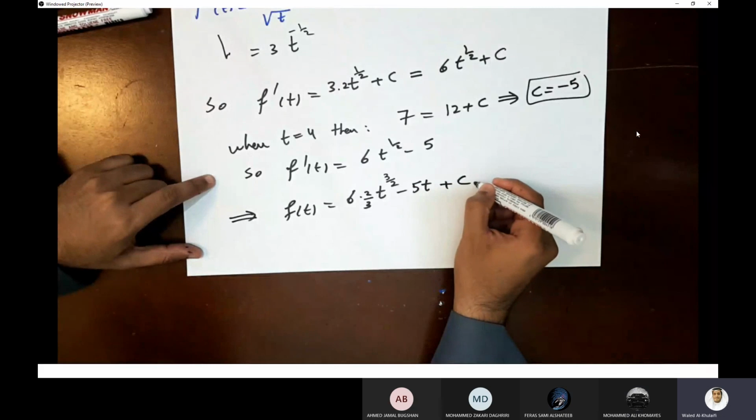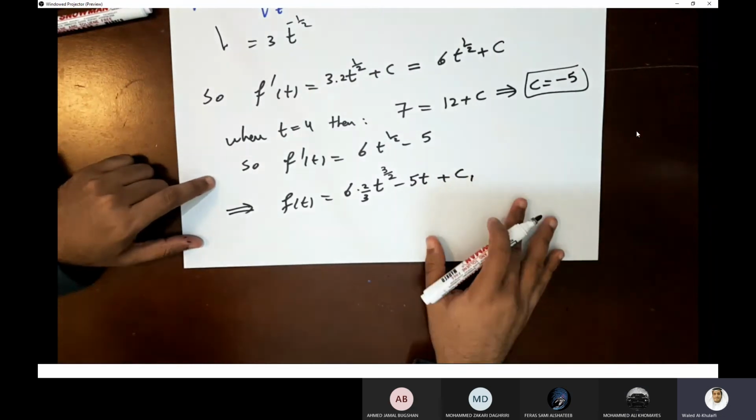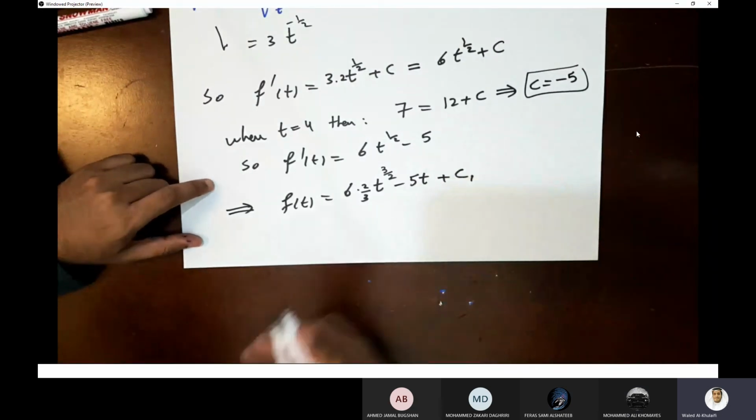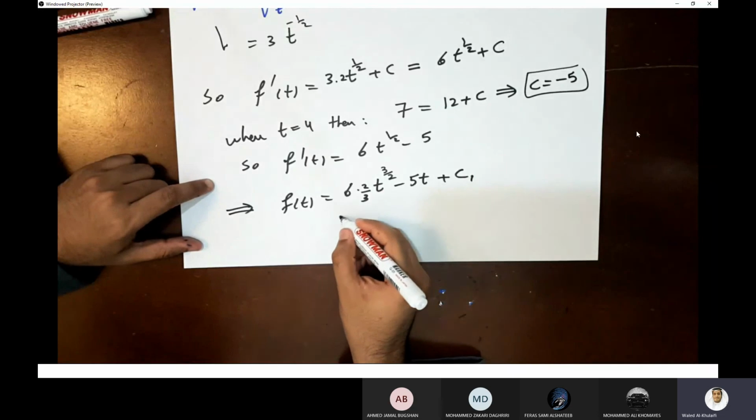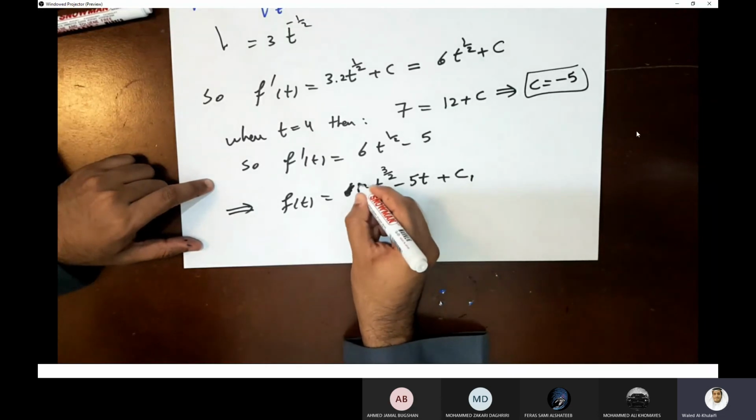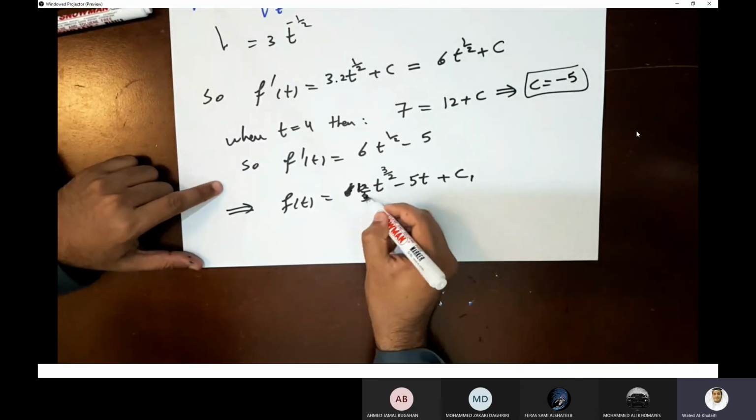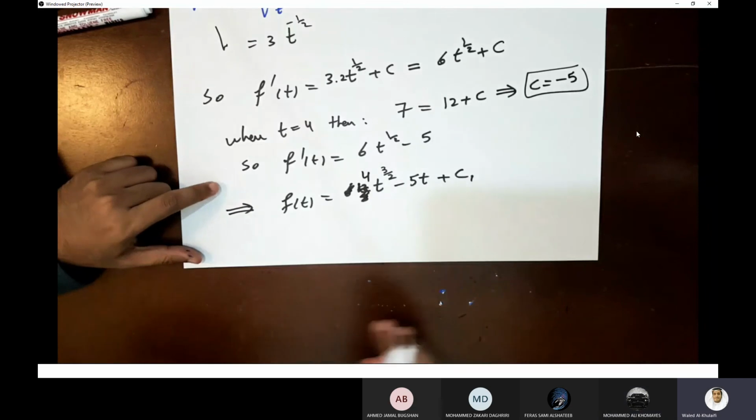You call it c1, for example. Okay, do you want to distinguish with that? So this is 12, right? 12 over 3, which means 4. 4. Yes, straight away 4. Excellent.